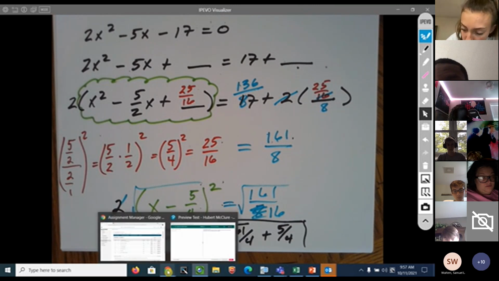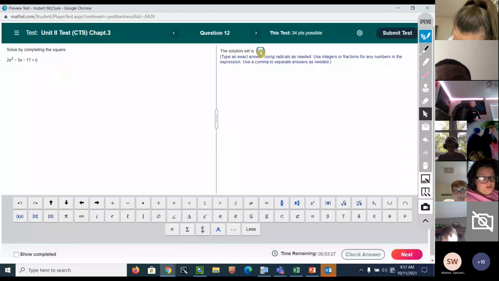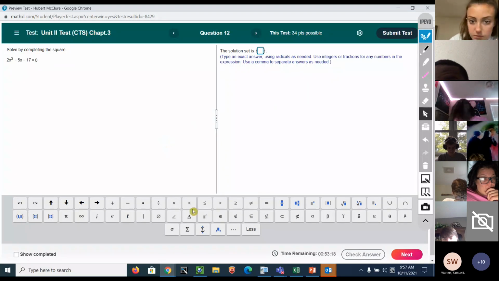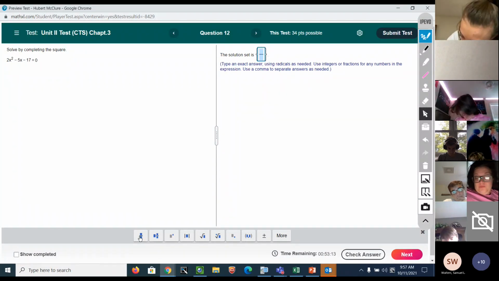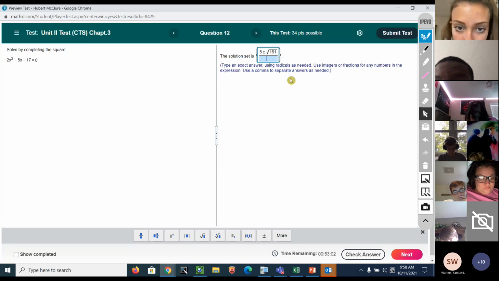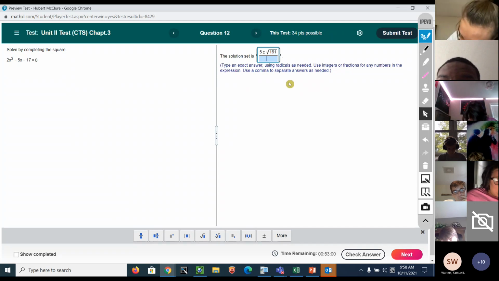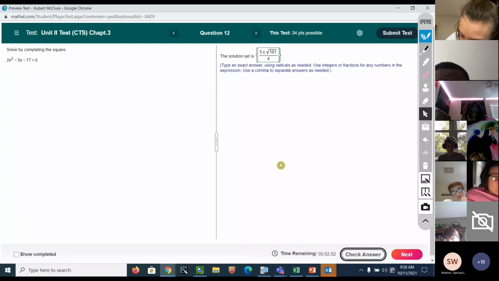So let's see what they want. I'm not typing two different ones, so they can just jump in a lake. I'm going to type in 5 plus or minus square root of 161 over 4. Now, if they want two separate ones, more power to them. And that's 100%. Next.